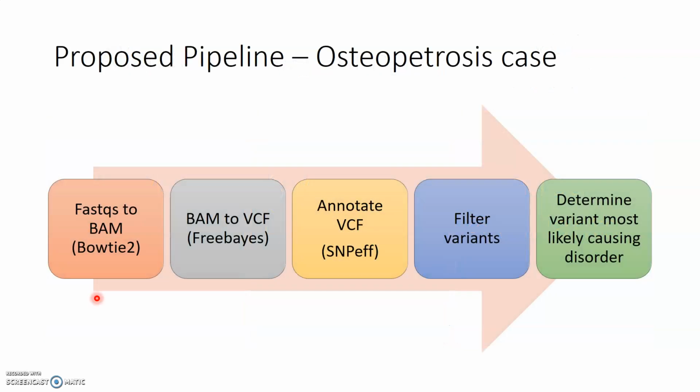And here's our proposed pipeline from beginning to end. We took our FastQ files from our NGS sequencer. We used Bowtie 2 to align those FastQ files to the reference and produce our BAM file. We performed variant calling on that BAM file to produce our variant call file, and then we annotated our VCF using SnpEff. Now our goal is to filter those variants to determine the genetic variant that's most likely causing our specific disorder.